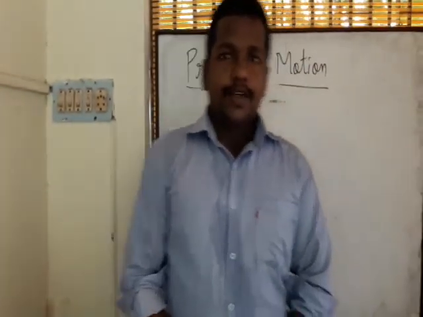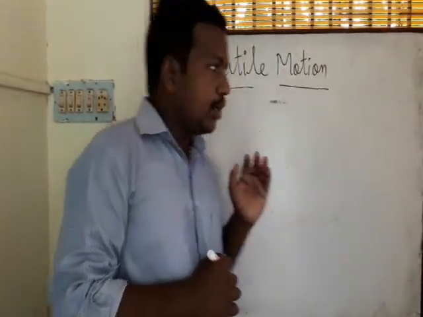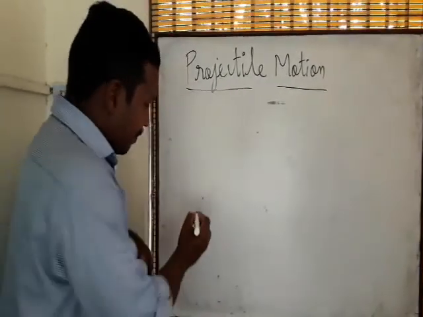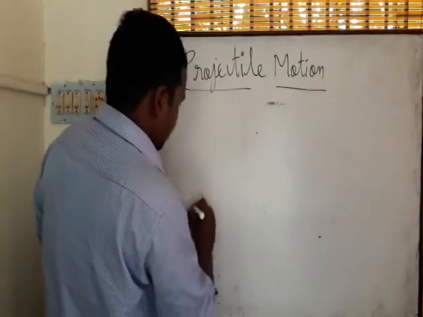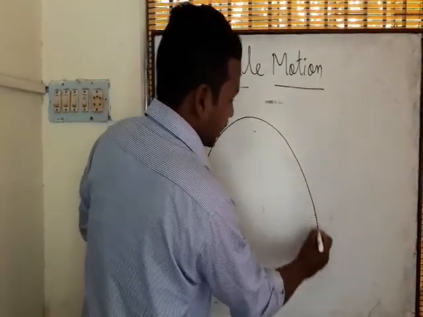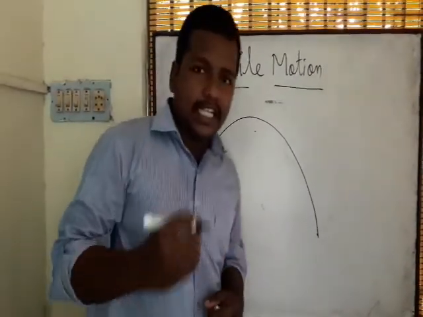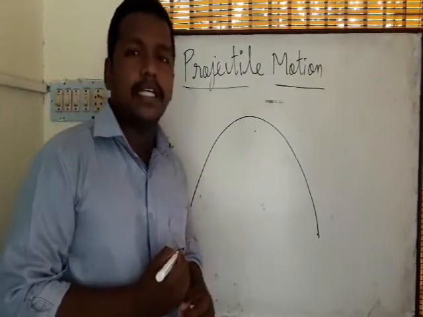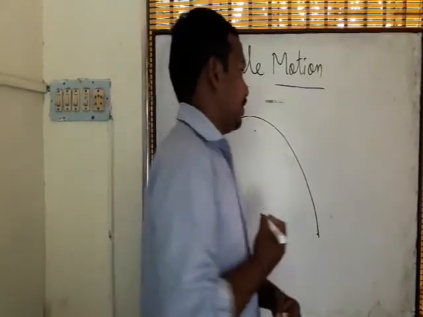Hello student, today we are going to see full projectile motion. The object is going to cover the full projectile motion. It's going to start from one point and end at another point. So the points we are going to discuss today are the trajectory equation, time of flight, maximum height and horizontal range. These are the concepts we are going to discuss.